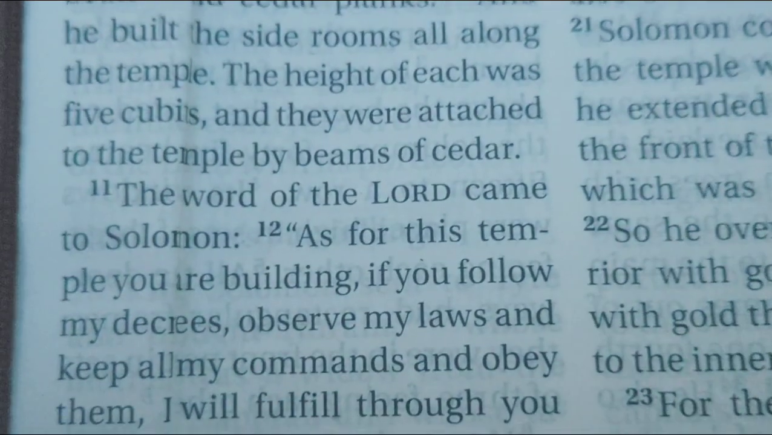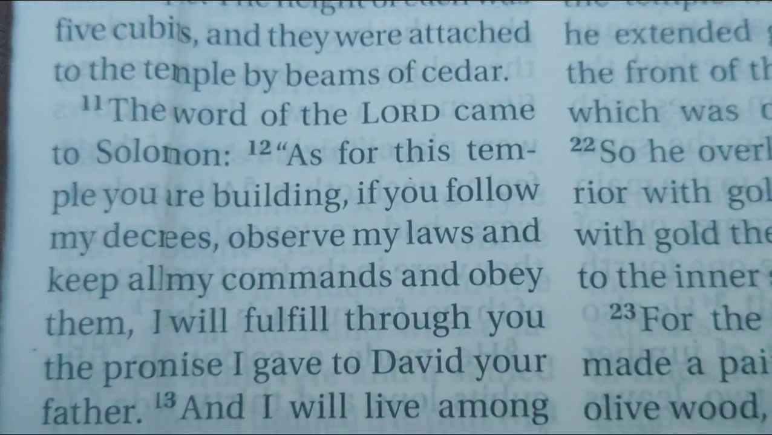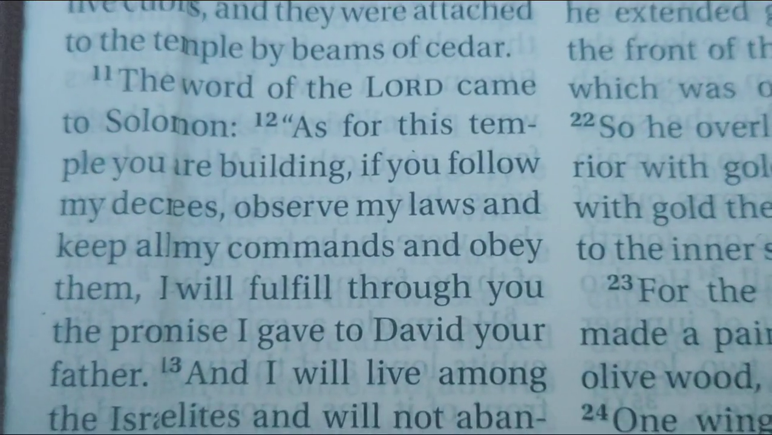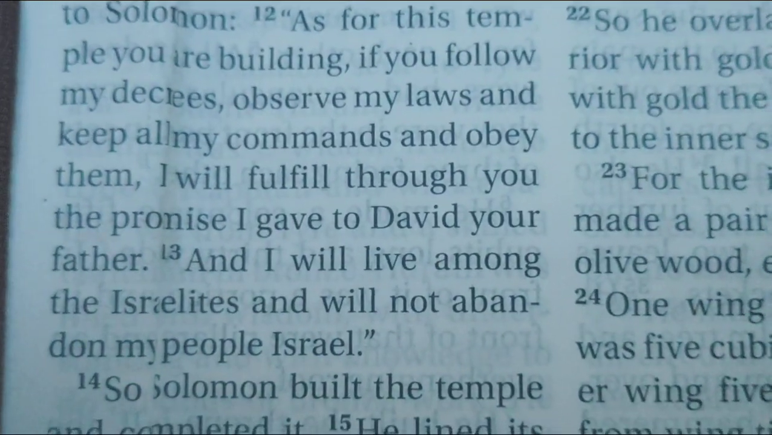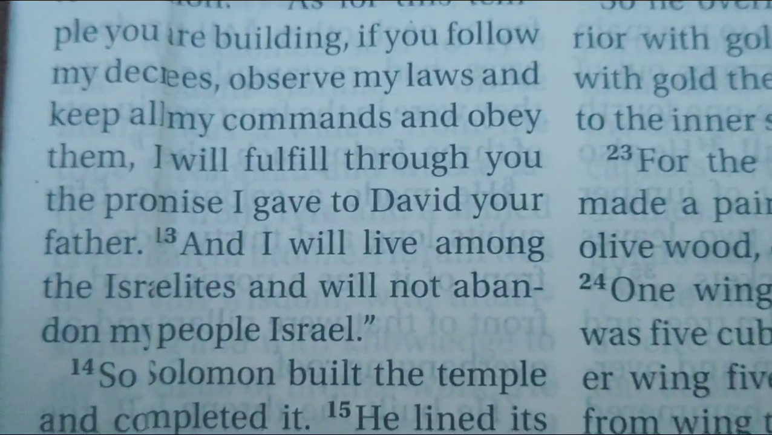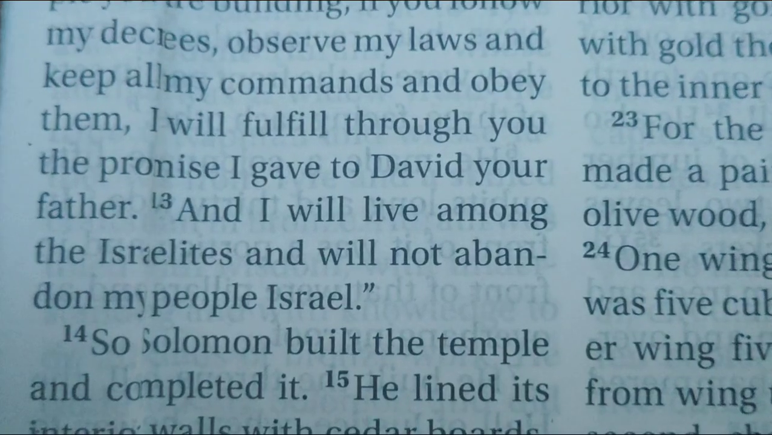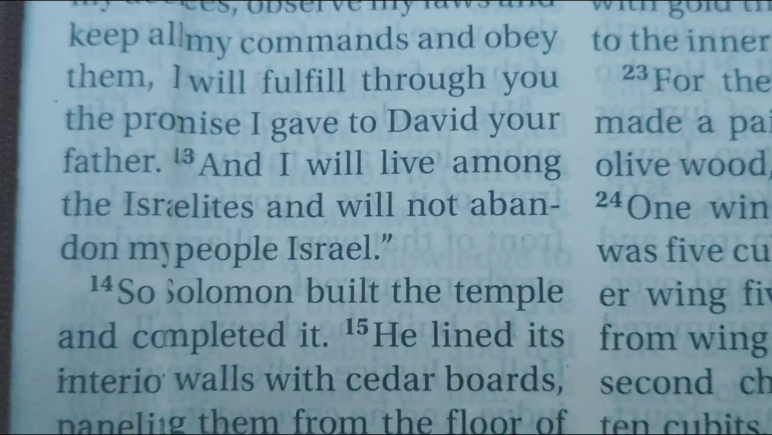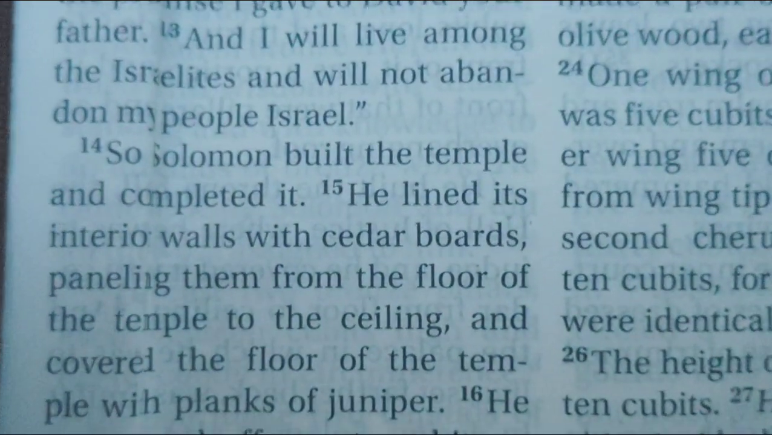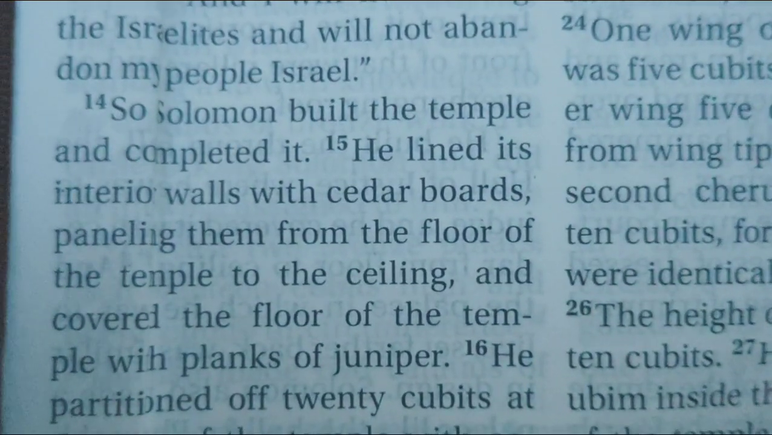The word of the Lord came to Solomon: "As for this temple you are building, if you follow my decrees, observe my laws, and keep all my commands and obey them, I will fulfill through you the promise I gave to David, your father. And I will live among the Israelites and will not abandon my people Israel." So Solomon built the temple and completed it.